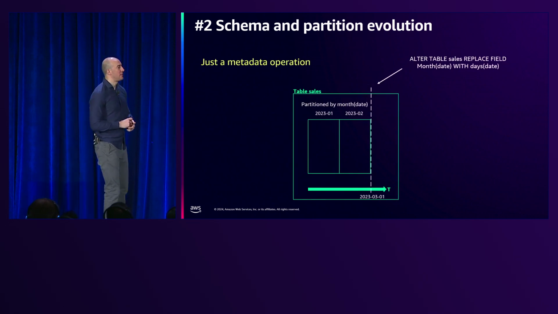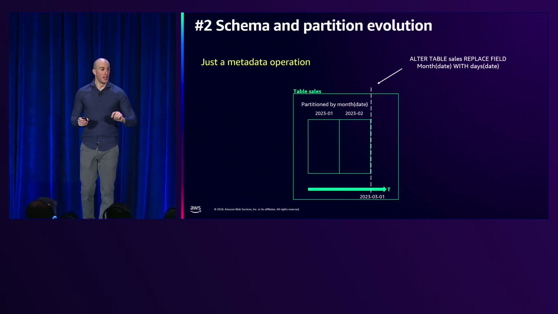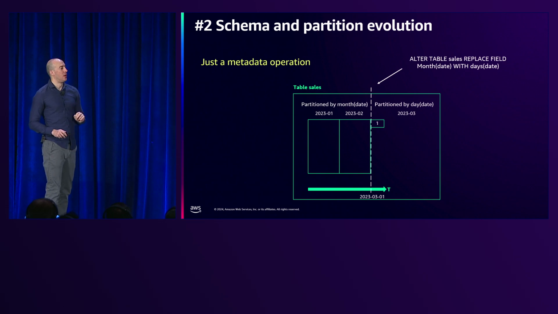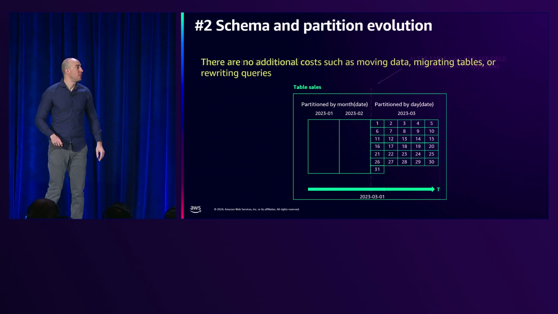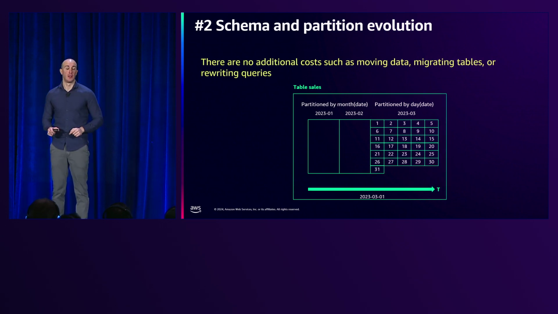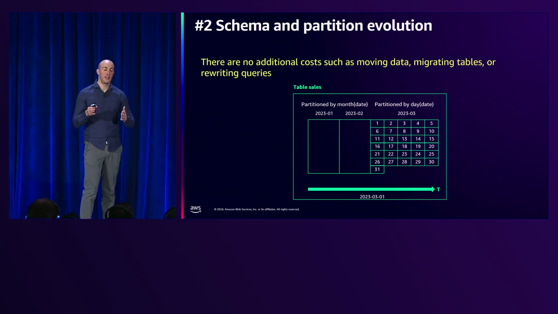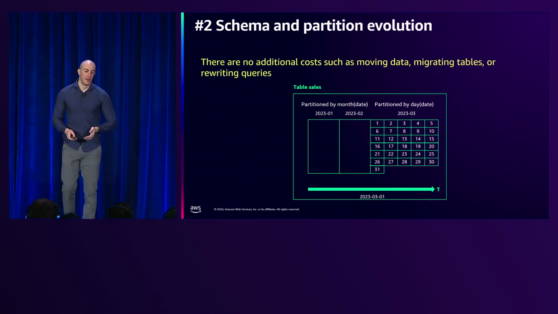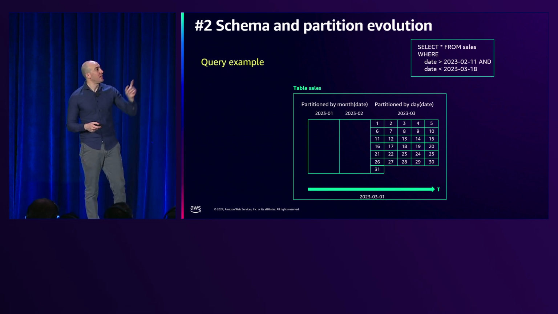What happened at this point is that the administrator decided to alter the table by changing the partition from month to date. On March 1st, a new partition gets created, and by the end of the month, there will be 31 new partitions. All of this is done without additional costs, such as moving the data, migrating the table, recreating all the queries, and so on. And Iceberg provides the right knowledge to the query engine to run queries in this format.